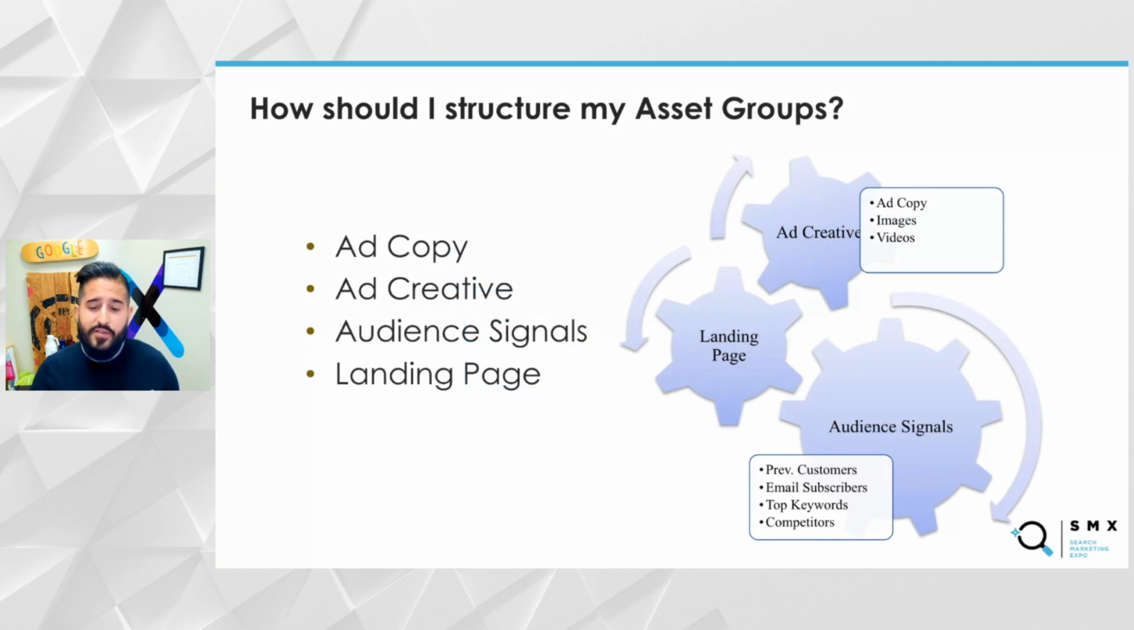Within each asset group, there are 4 core components, and you'll want to make sure to get these right. We'll dive into the specifics of each as we move forward today. But ultimately, everything should match and be corresponding to the specific product or service. The landing page, the copy, the audience signals should all be geared together, lining you up for success.